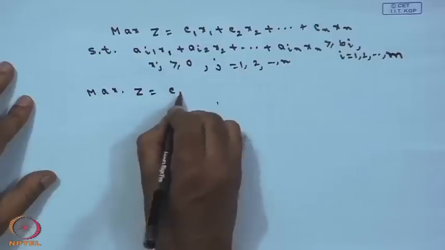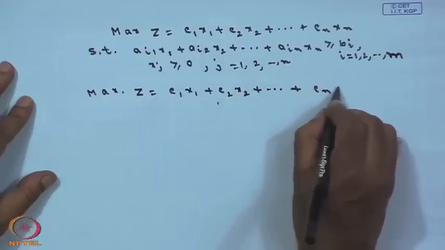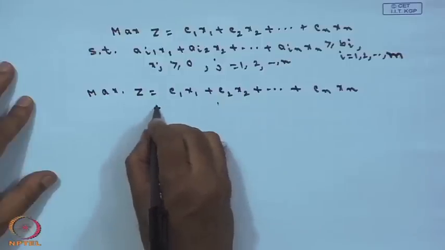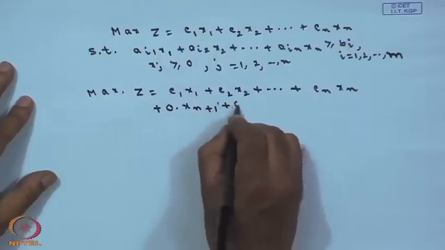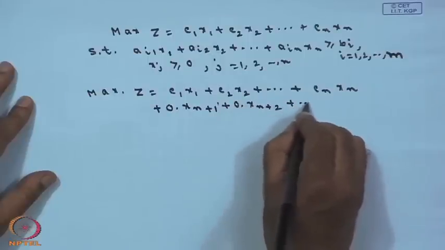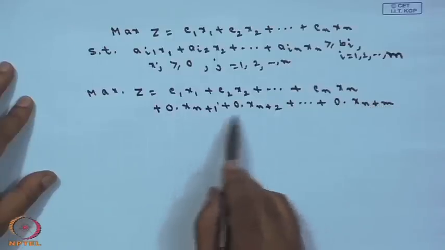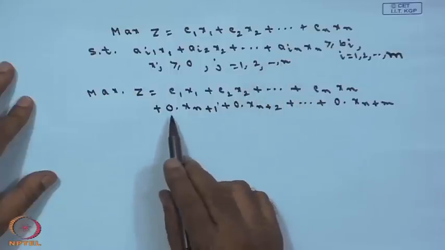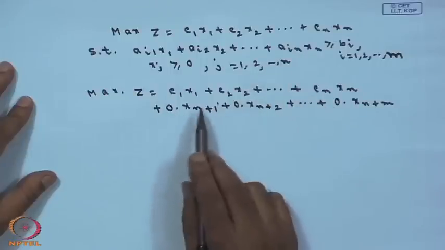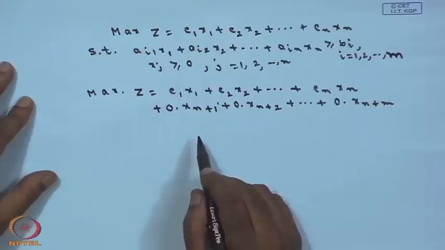Maximize z equals c1 x1 plus c2 x2, like this way I am going, plus cn xn plus 0 into x(n+1), 0 into x(n+2), going to 0 into x(n+m). So, from x(n+1) to x(n+m), these are the surplus variables which are associated with each constraint, and their coefficient is 0 in the objective function.